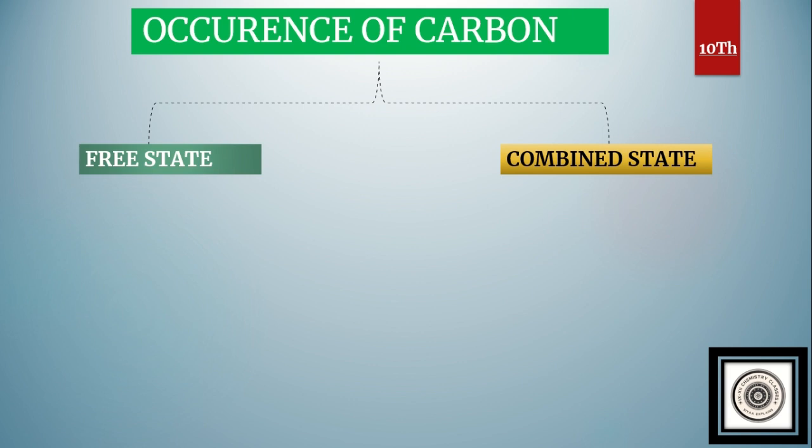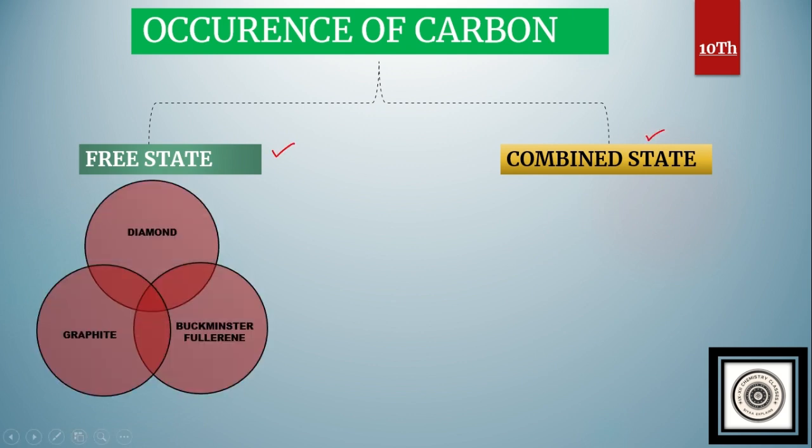So now moving ahead, we have the occurrence of carbon. How does carbon occur in nature? Carbon can occur in two different states. One is called the free state, the second is called the combined state. Free state means where carbon is present only in its pure form or native form. First, let's understand the free state.